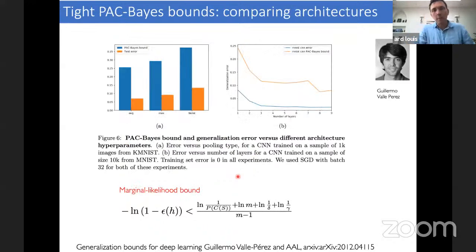We can also compare architectures. Here's a very famous example. We're looking at a CNN training on 1,000 images on MNIST, which is another kind of data set, a little bit more complex than MNIST.